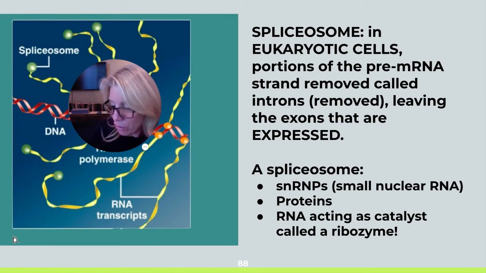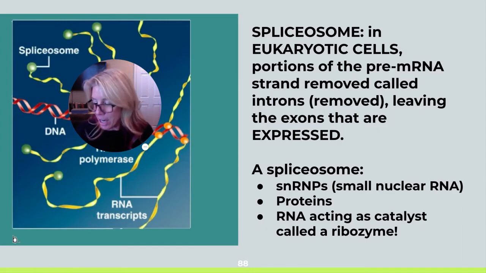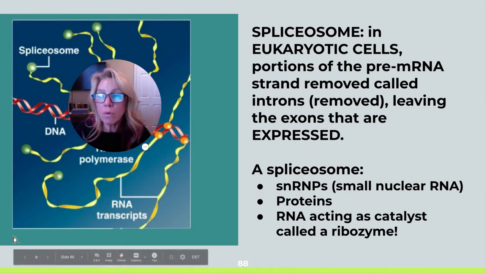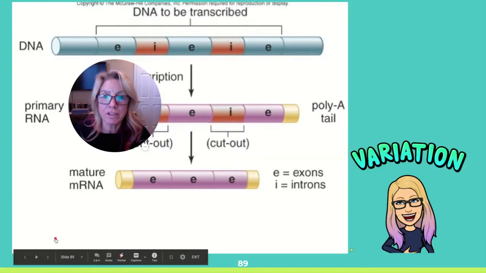This is done by spliceosomes, which contain small nuclear RNAs. And to identify the introns, you need to fill that in on your notes, to be removed and are cut out by a ribozyme, an RNA-based enzyme. So what are the functions of these introns?